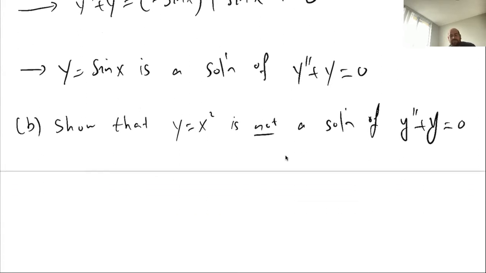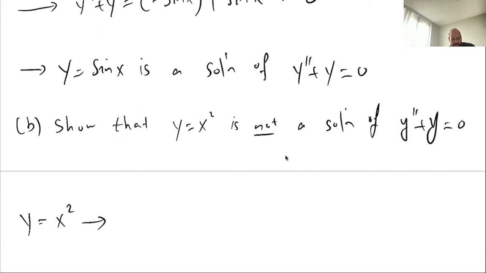So how can I show something is not a solution? It means if I replace y with that function, the equation will not be satisfied, meaning that the left-hand side, when I calculate it, y double prime plus y will not become equal 0. So let's see, y equals x squared.